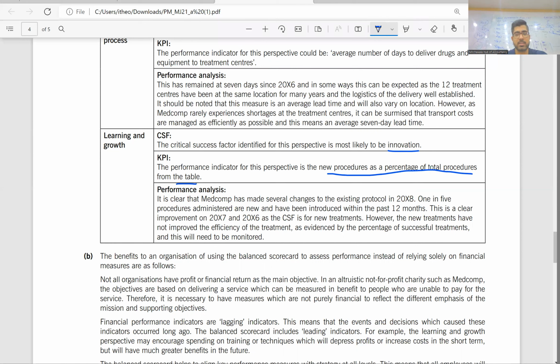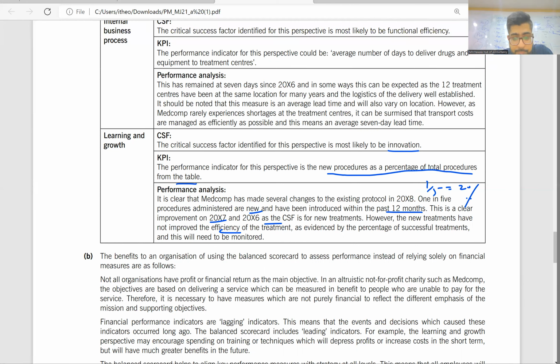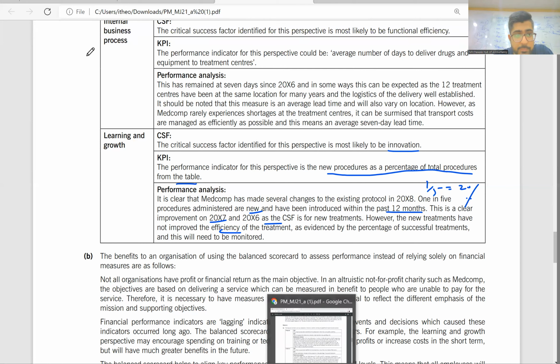Then 2 marks for analysis. It is clear that Medcomp has made several changes to existing protocol in 2008. 1 in 5 procedures. 1 in 5 means 1 upon 5, 20%. You don't need to write this statement. You can say 20% of procedures are new and have been introduced last year. This is a clear improvement on 2007 and 2006 for new treatments. However, new treatments have not improved efficiency. We will just check our efficiency. So it's just a basic analysis. Okay, now let's move to the other perspectives.